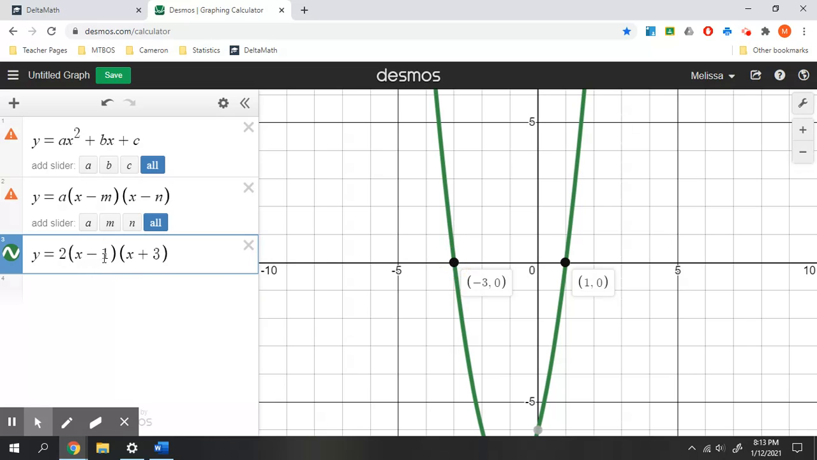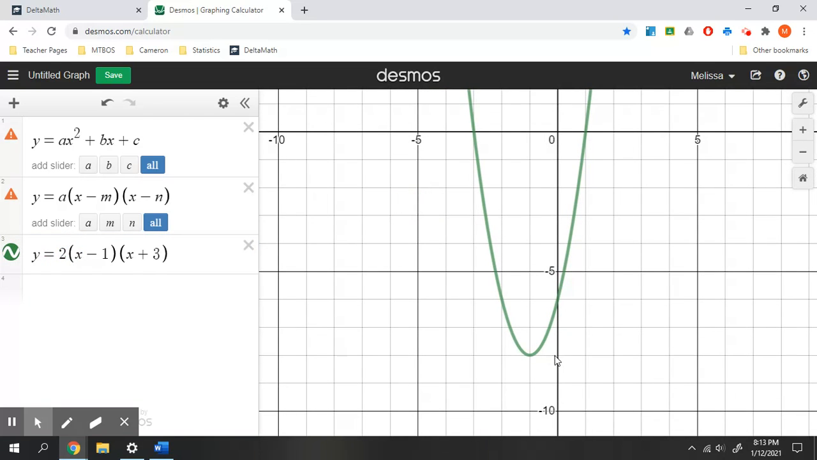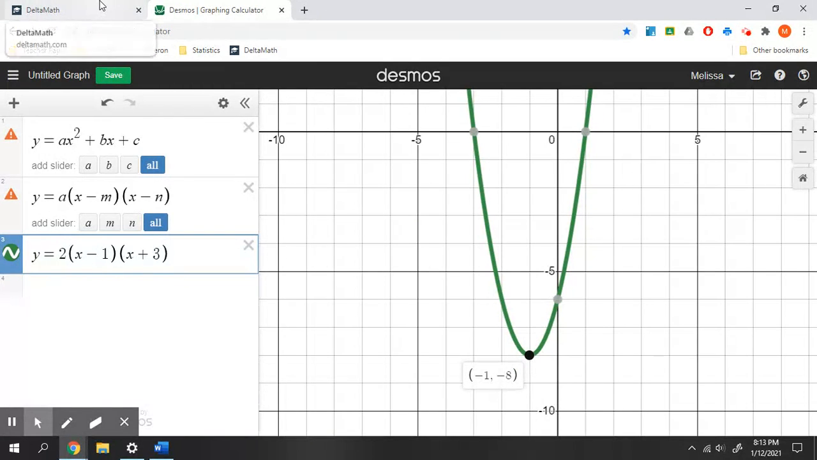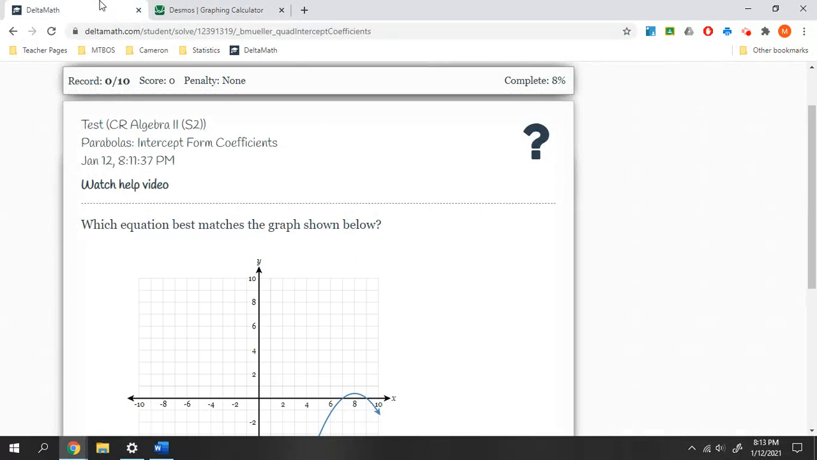Well, remember, inside parentheses, minus 1 translates to a move that is right 1. So we have gone right 1. That is one of our x-intercepts. And then over here, x plus 3, negative 3, that would be our second x-intercept. Now, don't forget that the 2 on the outside, that A, gives us our vertical stretch. If we are looking at our vertex, we are going up 2. So let's look at a few example problems here.